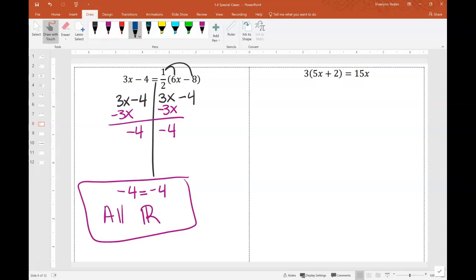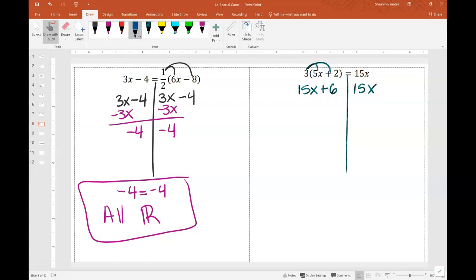Okay, let's go ahead and do the one on the right. So I'm going to draw my line. First things first, on the left side, I see that I need to distribute my 3. I get 15x plus 6. On the right side, I get 15x. Some of you might notice that there's something similar and something different here, and that should give you a huge hint as to what's about to happen.